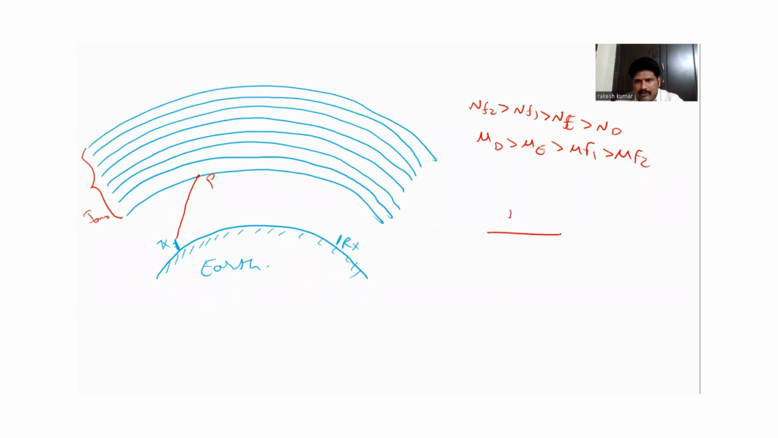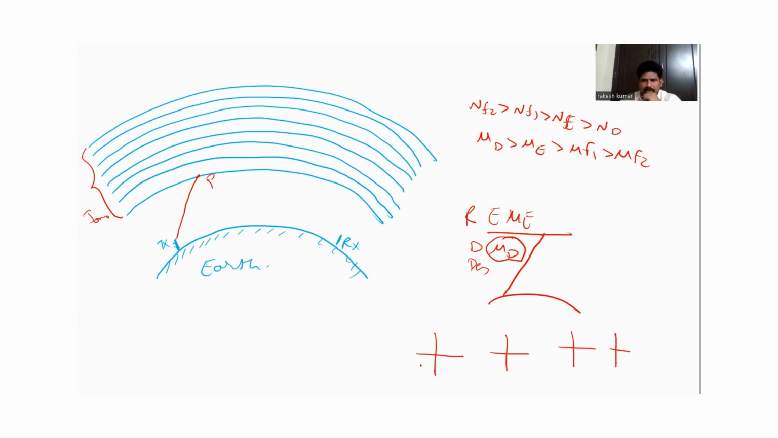If you observe here, this is the D layer, this is the E layer, this is the F1 layer, and this is the F2 layer. So the wave is entering from the denser medium to the rarer medium. Let us take a few cases here.